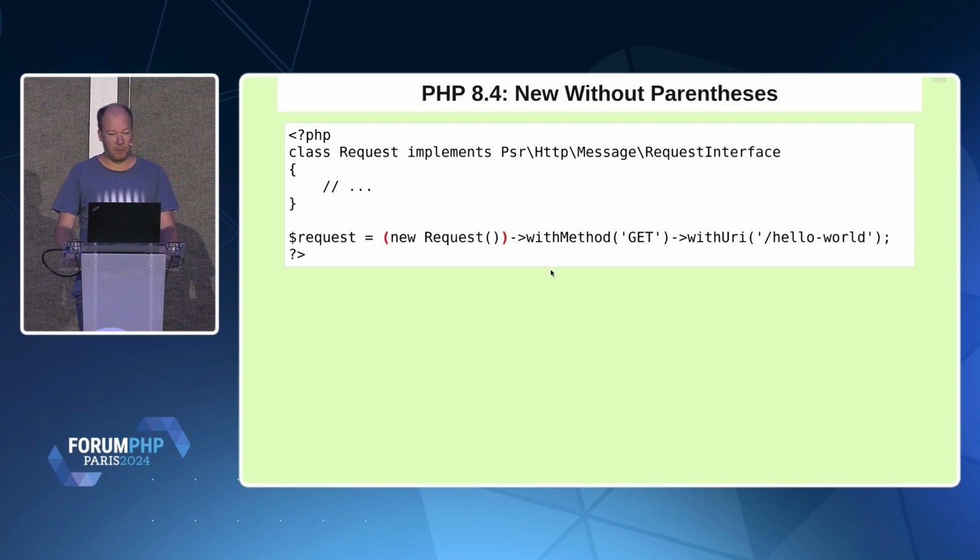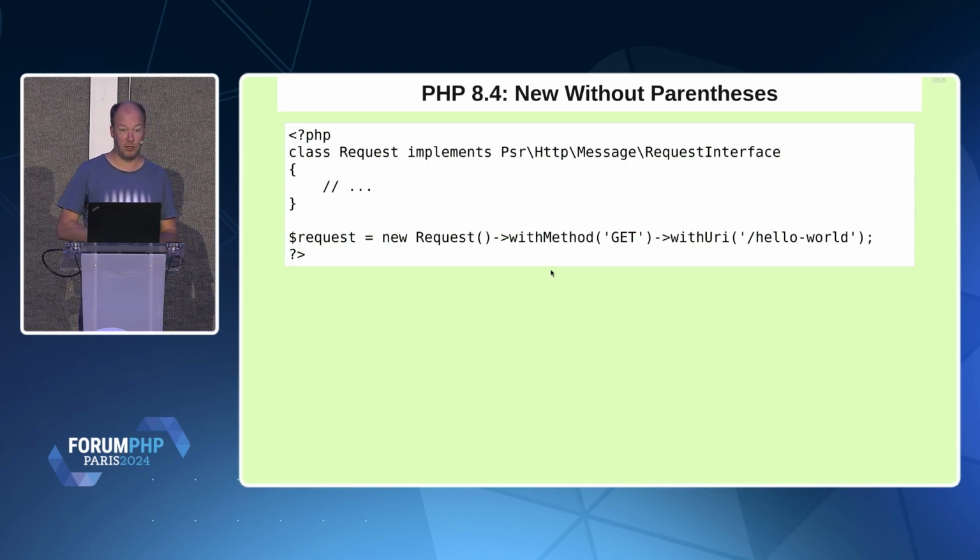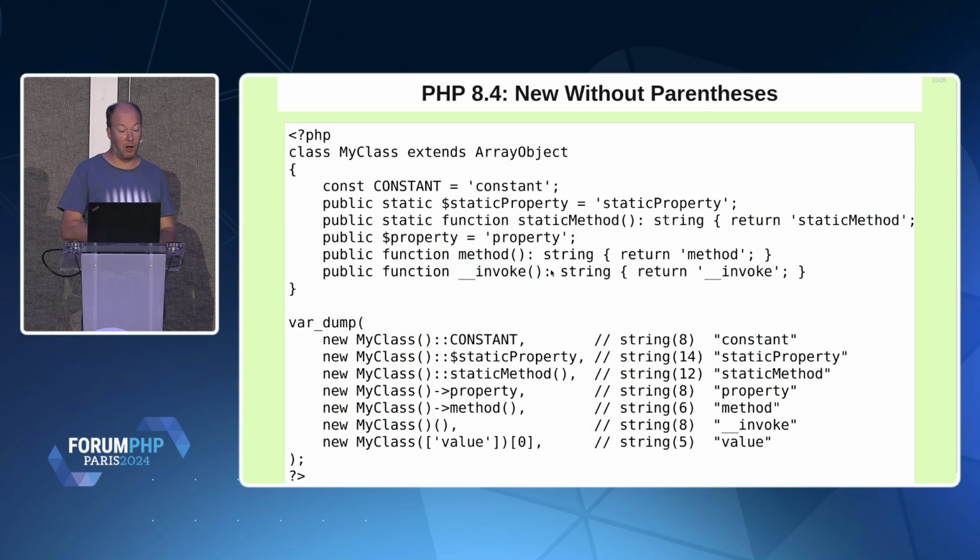Now, this is something that's always annoyed me a lot. If you have to do a new object and then you need to call a method, you had to put it in between parentheses. Luckily in PHP 8.4, you no longer need to do that. So you can just not type them and it works. Is this important? I don't know. But it does work with all the other places where you expect this to happen. So you can use it to access class constant or static properties and methods, call the properties, call the methods.